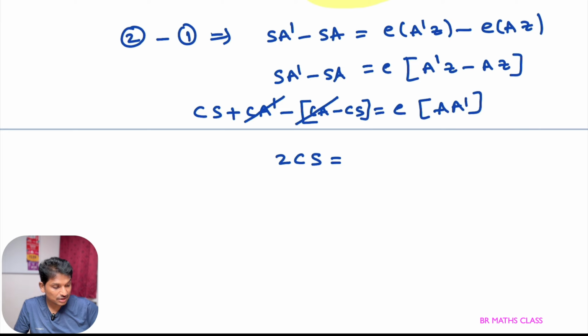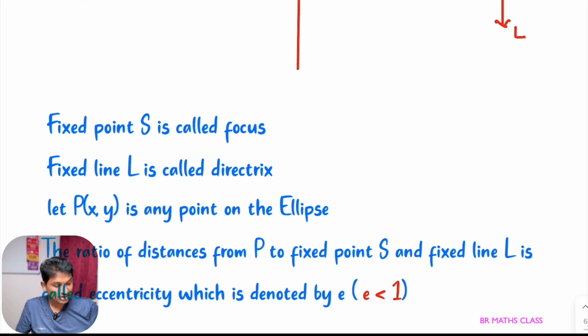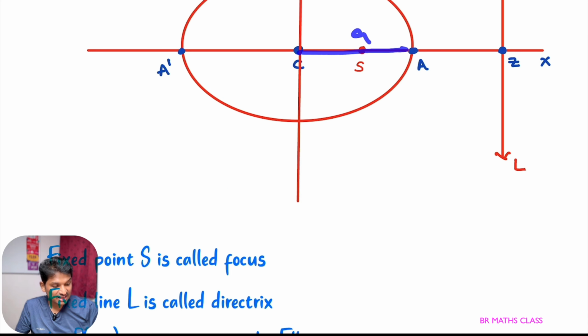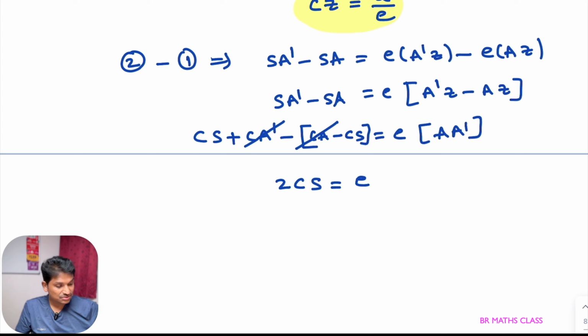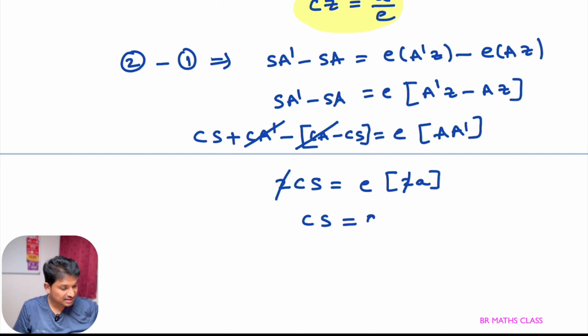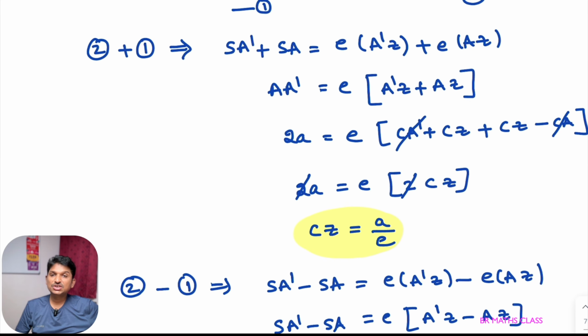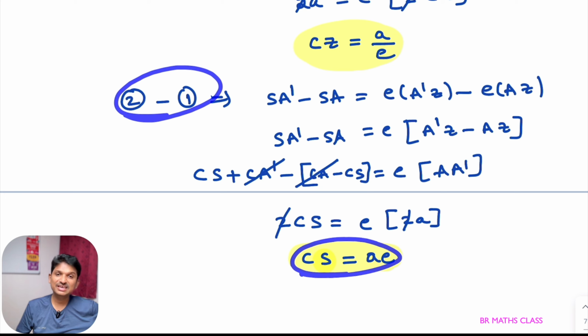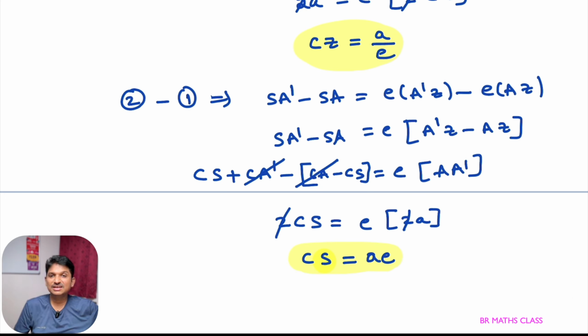CS plus CS is what? 2 times CS equal to E into what is A dash? A dash, observe the diagram. What is A dash? This is A. This is also A, na? A dash is 2A. So this is 2A. Now this 2 will get cancelled. CS is AE. This is the second important thing, right? So when I add equation 2 and equation 1, I got CZ. When I subtract equation 2 and equation 1, I got CS. Okay, right. CZ, CS we got. These are the important things.